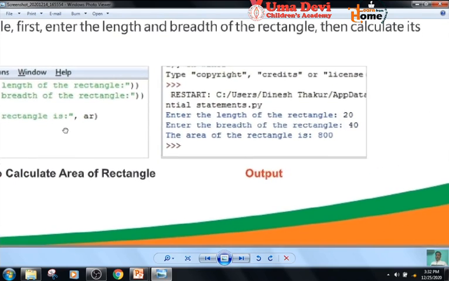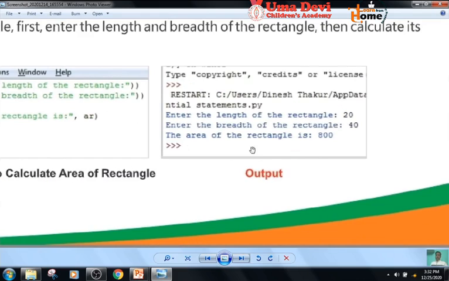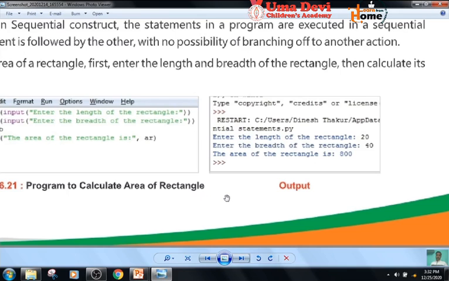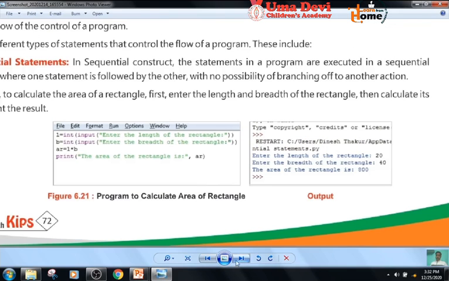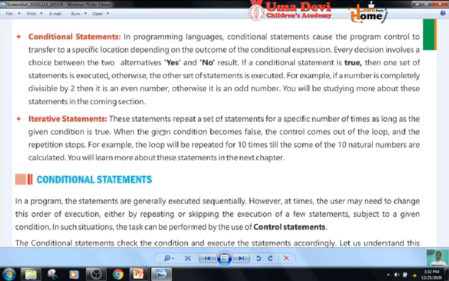So look at here. Firstly, they have input the length 20, then breadth 40, then they have printed the rectangle's area. They have written AR, and AR is L into B, so they have got 800. So they have calculated the area of a rectangle. It is very simple. Now conditional statements.